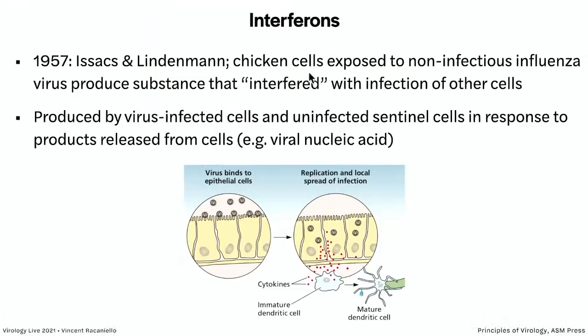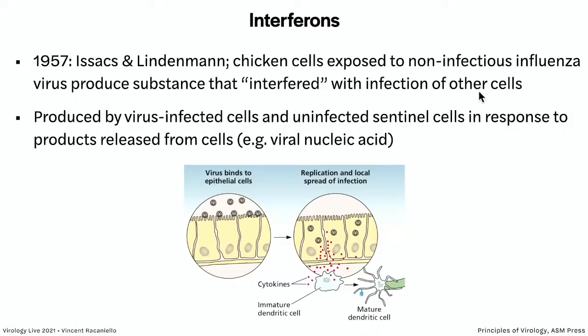They exposed chicken cells to inactivated influenza virus, and they noticed that in the supernatant of these cells there was something that interfered with infection of other cells. They took the supernatant of cells that were just treated with inactivated influenza virus and put it on fresh cells, and that inhibited infection of the other cells by infectious influenza virus. So they called it interferon. I think this is one of the best names in biology. It's like a sci-fi title from the 50s, right? Interferon.